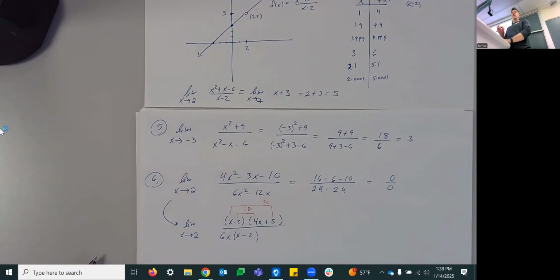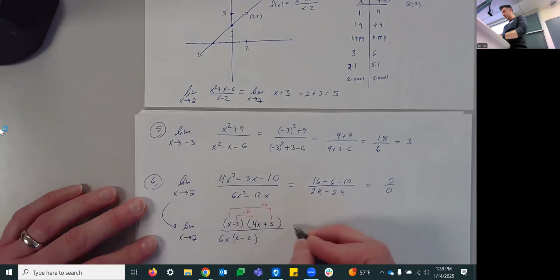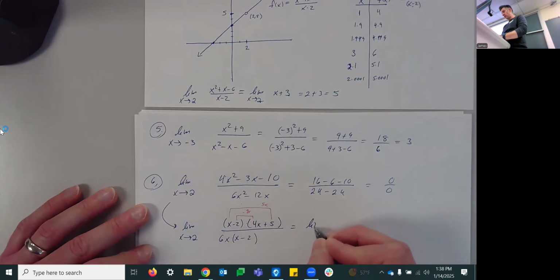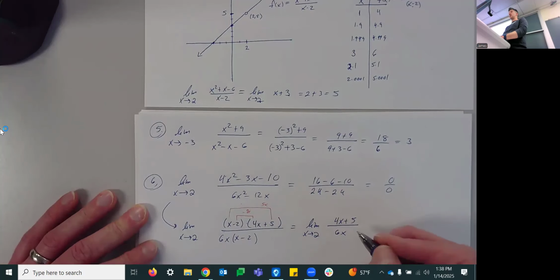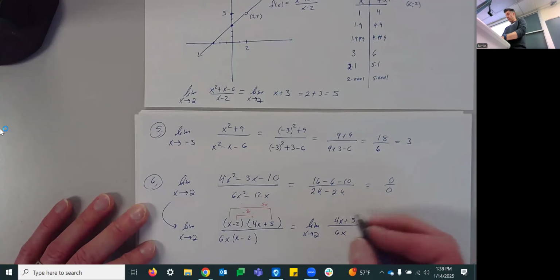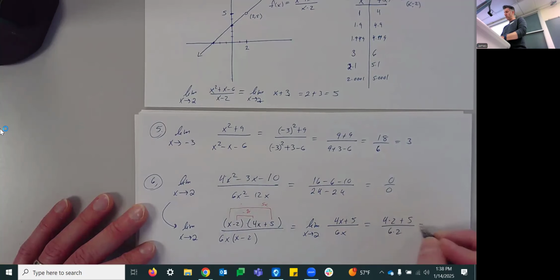So you can use that to your advantage if you're trying to factor a quadratic like this, and you know that x minus the number you plugged in is a factor. It's really, really straightforward to figure out the other pieces of the other factor. Then we get to do the nice thing and cancel the x minus 2's. So we have the limit as x approaches 2 of 4x plus 5 over 6x. And then since we don't get 0 over 0 when we plug things in, we plug in 2, and we get 4 times 2 plus 5 over 6 times 2, which is 13 over 12.